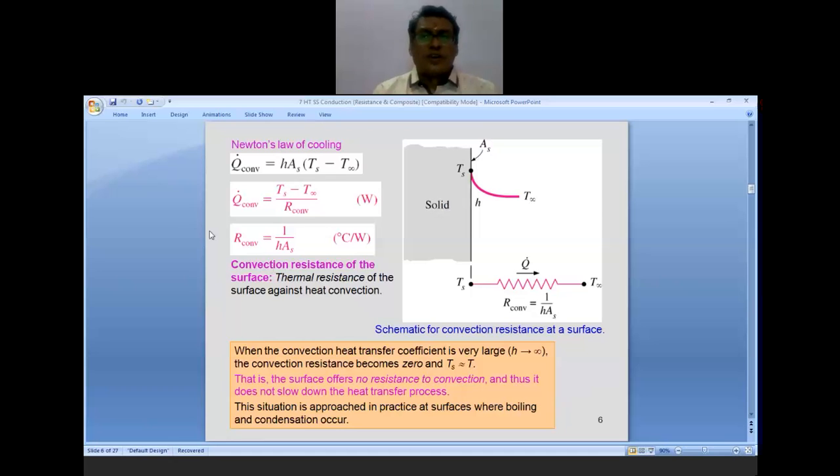Then in case of liquids, there is Newton's law of cooling, for which we have the equation Q equal to HA into delta T, where Ts is the surface temperature and T infinity is the atmospheric temperature, or the infinite atmospheric temperature. That means from the surface to the atmosphere, what is the temperature difference? The inverse of HA is called the convective resistance, R convection, which is equal to 1 upon HA.